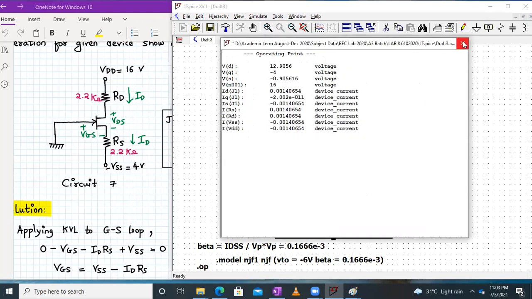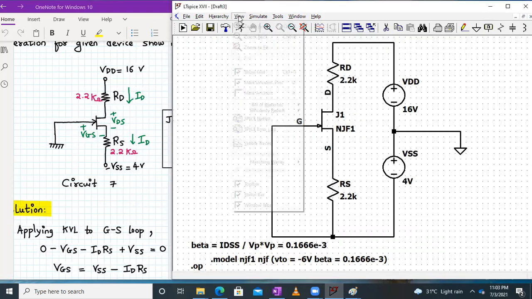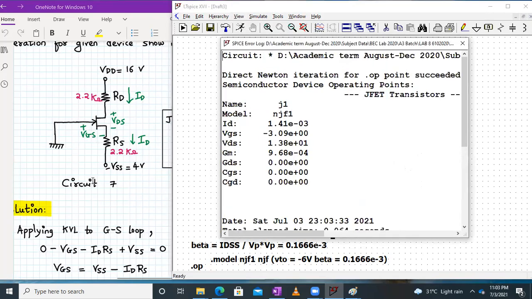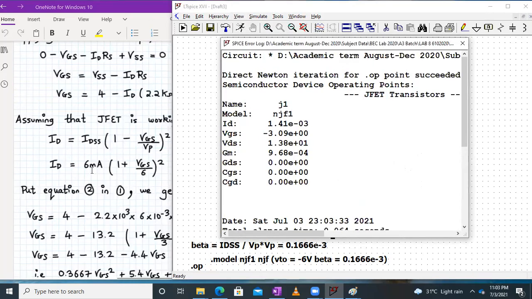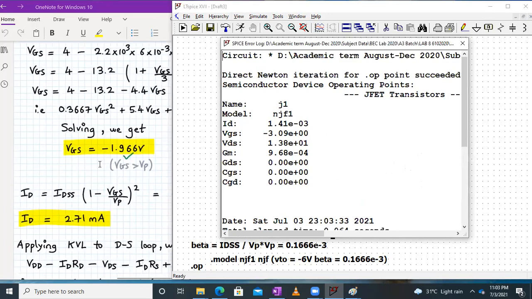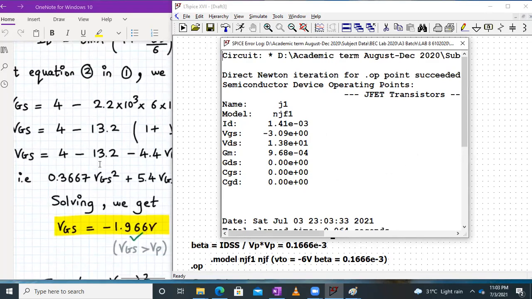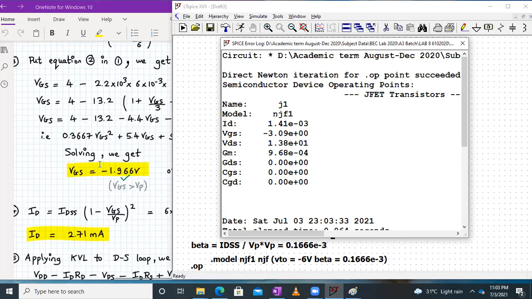Already the DC operating point is valid. So we'll go to view and check the SPICE error log to check the value of ID, VGS and VDS. So over here, the VGS value is coming out to be slightly different. Let me cross check that.